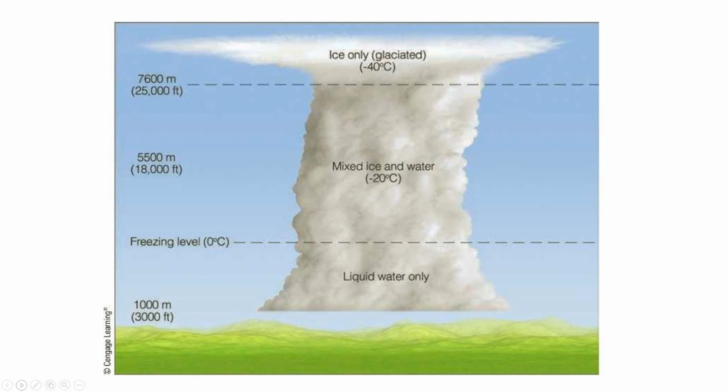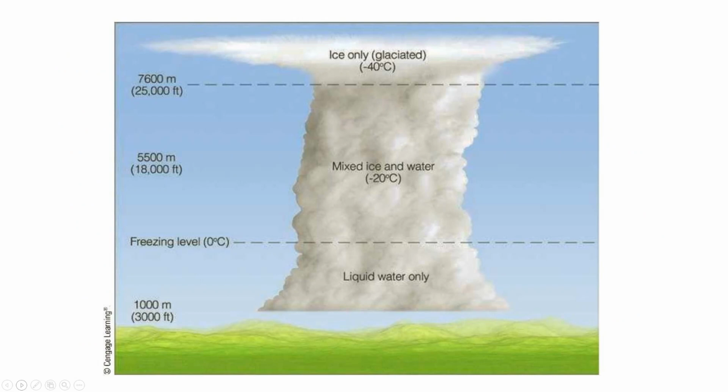So also, above the 7,600 meter line, we can say that it is only ice, or glaciated. So temperatures go to about -40 degrees Celsius. So that's way below freezing level.